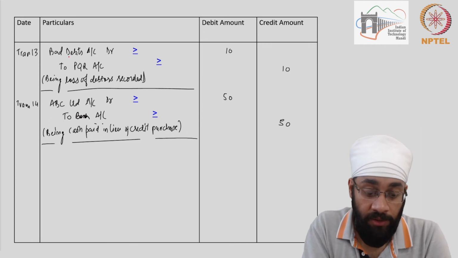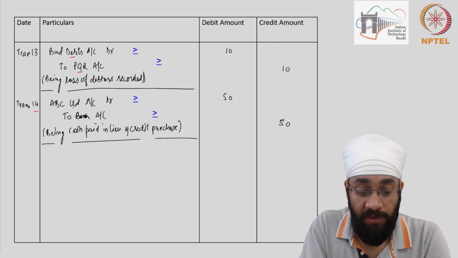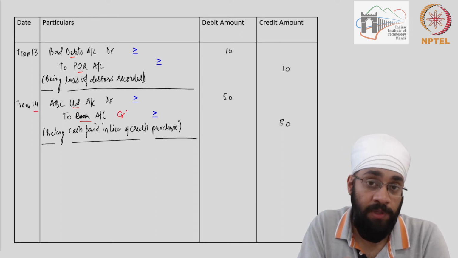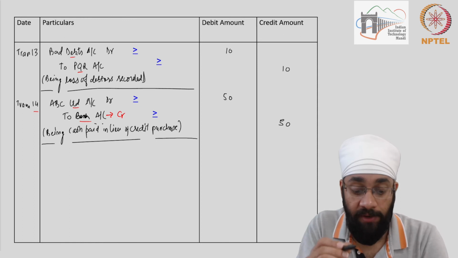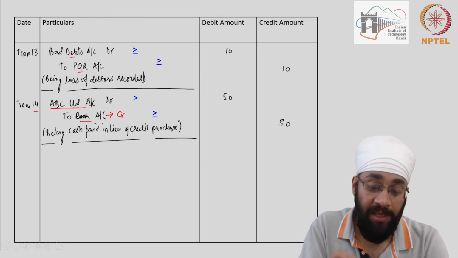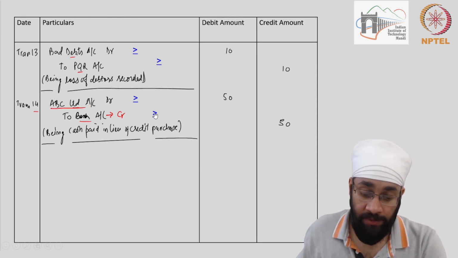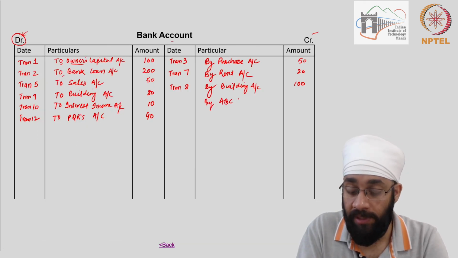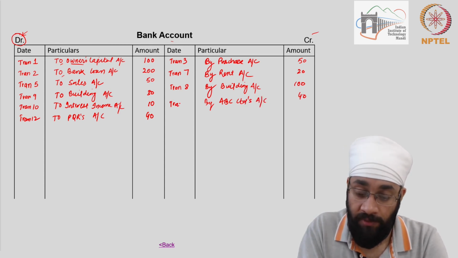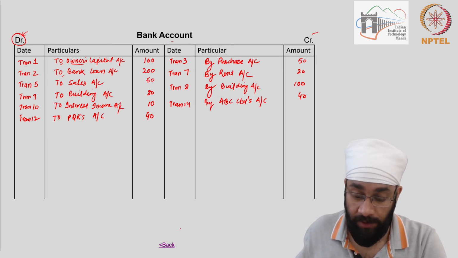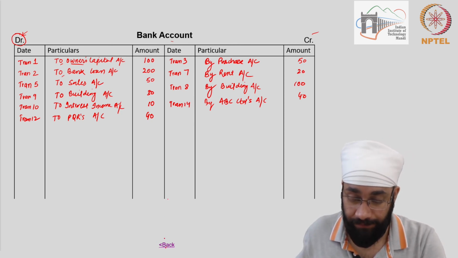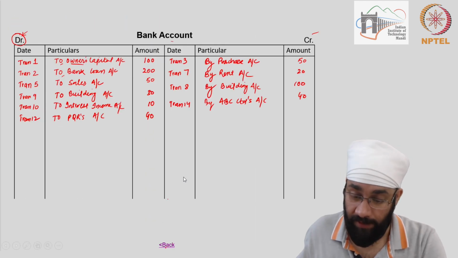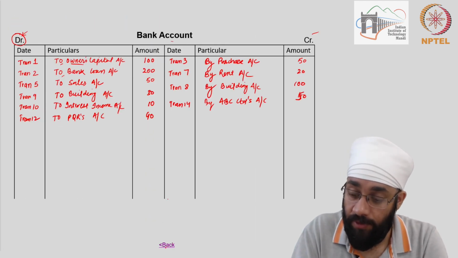Transaction 13 does not involve any bank account. Transaction 14 involves bank account. We are paying to our vendor. Bank account is being credited. We go to credit side of bank account and we're going to write by ABC Limited 50. So we go to bank account and we write by ABC Limited's account 40, and this is transaction 14. Let me just double check the amount. 50. So made a mistake there. This should be 50.